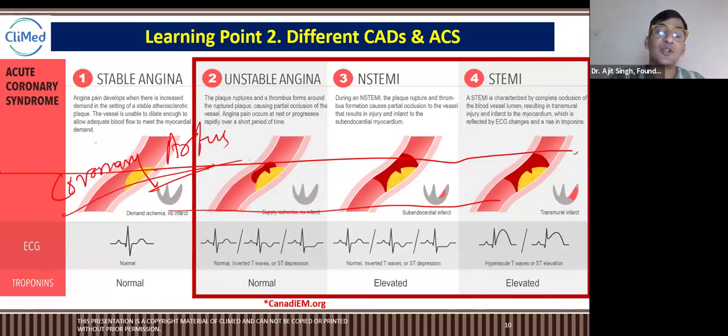And what is IHD? IHD is ischemic heart disease. Ischemia is always there. So coronary artery disease and ischemic heart disease are similar terms, terms for the same thing. You understand that? These two terms are synonyms of each other. Okay. Got it? In unstable angina, biomarkers are usually not elevated.